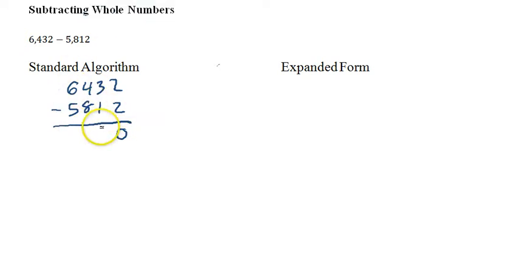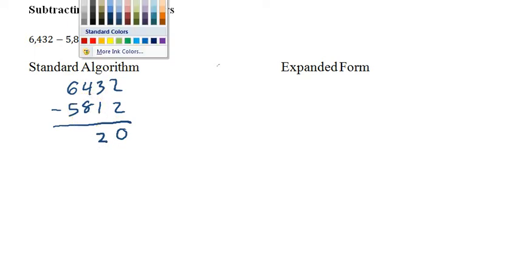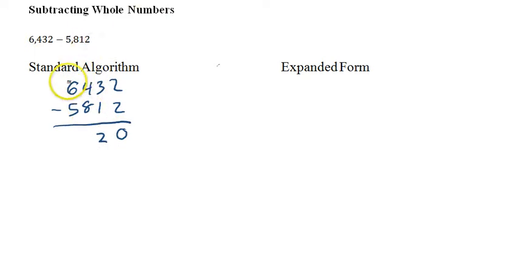Alright, so you have 3 take away 1 is 2, and then 4 take away 8, oh, we can't. So what do we do? That's right, we borrow. So we cut that away, we put a 1 there, and this is now a 5. So 14 take away 8 is 6, and 5 take away 5 is nothing, so 620.